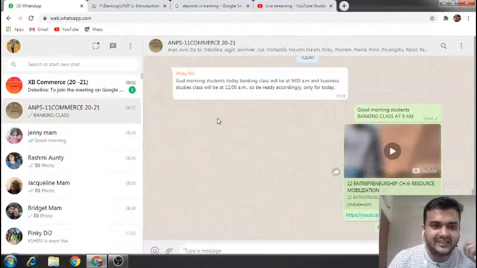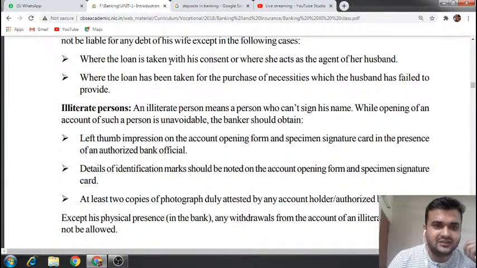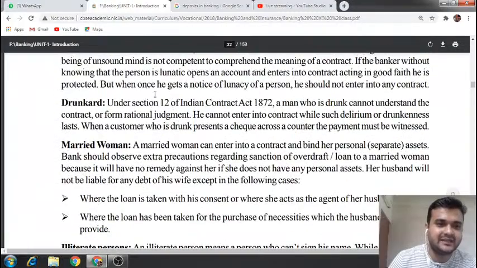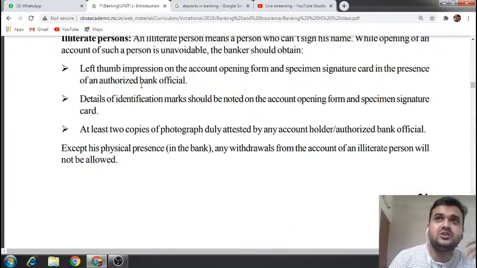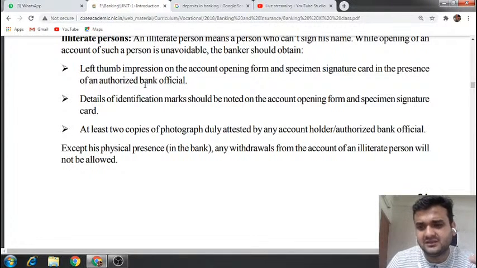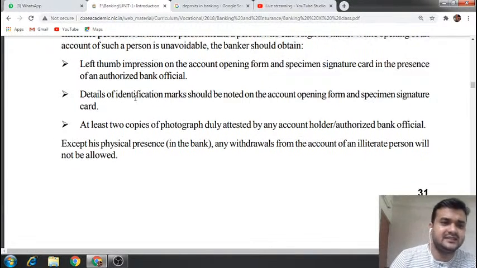Okay, so we are dealing with special types of customer. Illiterate person and so on are not that important. You just need to know, for your future knowledge, what the different types of customers are apart from general customers, general relationship. What are the other types of customers in a bank?